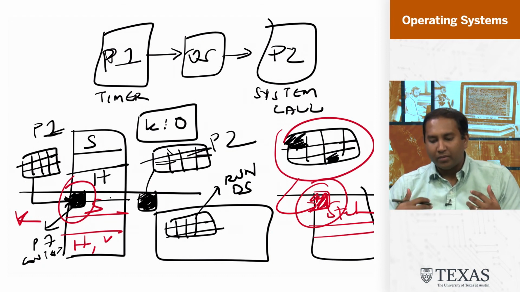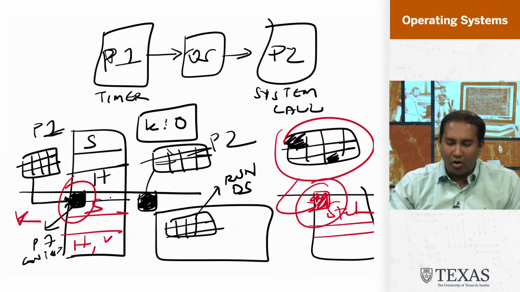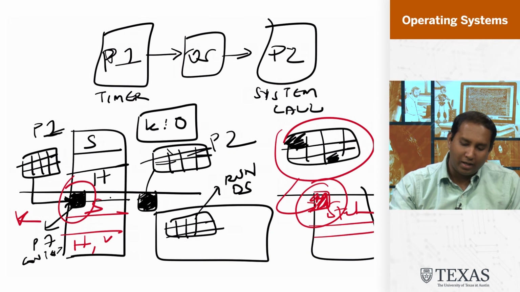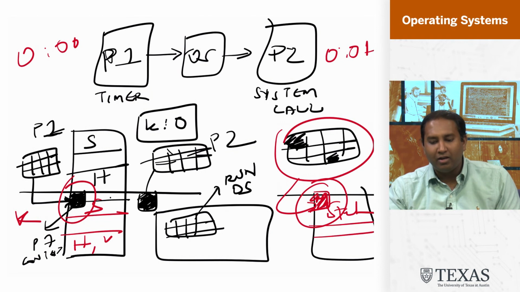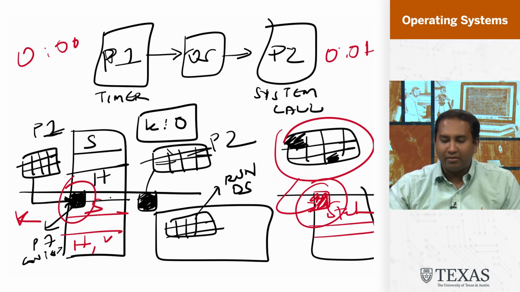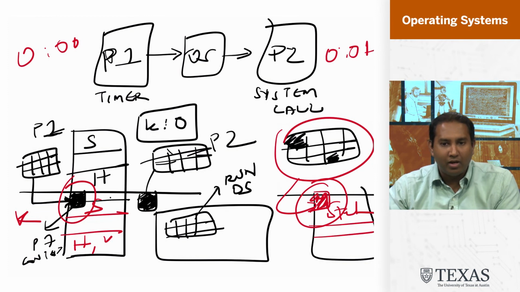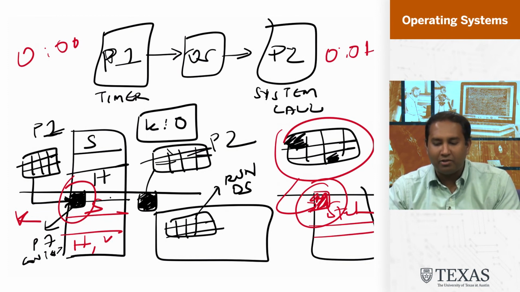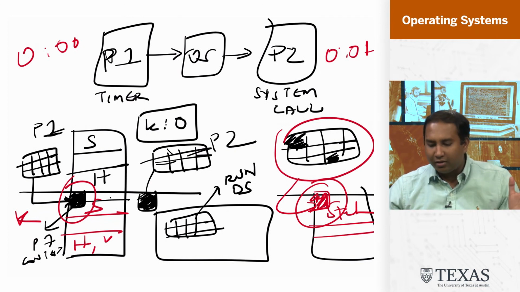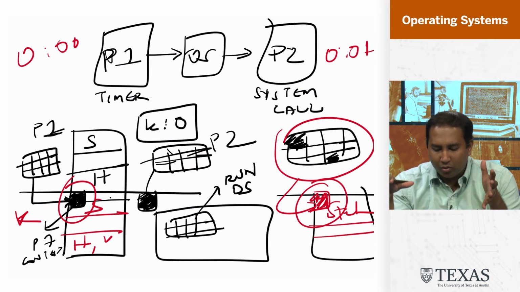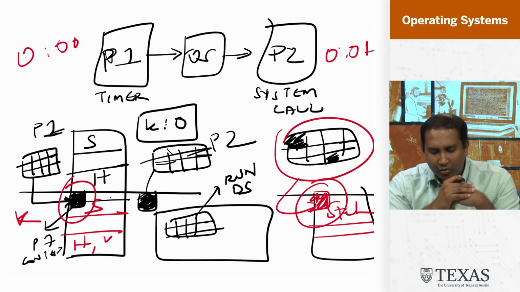Of course, to the user, all this could happen very quickly. This could be at 0.00, and this whole thing could have happened by 0.01. Within a tiny fraction of a second, the P1 timer could have fired, the OS could run, and P2 could run and do a system call. To the user, it will look as if P1 and P2 are making progress, even though what we're really doing is quickly time slicing P1, OS, P2, OS, P3, and so on. That's the high level overview of how limited direct execution works.